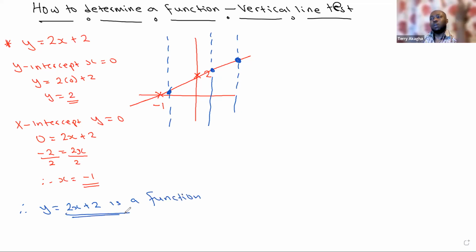Okay? And that is it. Now, let's take it a step further. Let's say we have something like y is equal to x raised to the power half. One of the classical examples, y is equal to x raised to the power half. And you know, x raised to the power half is the same thing as saying square root of x.